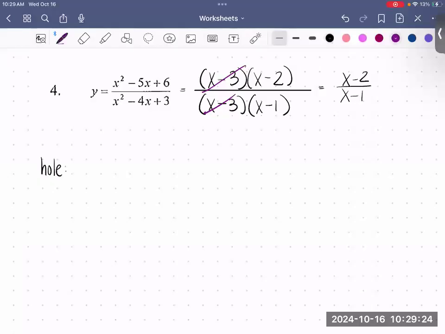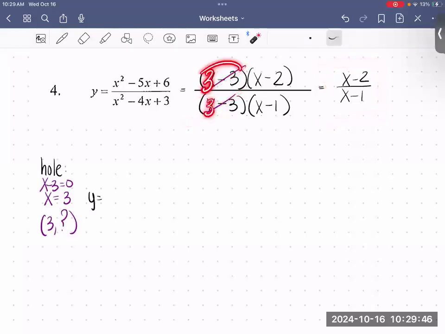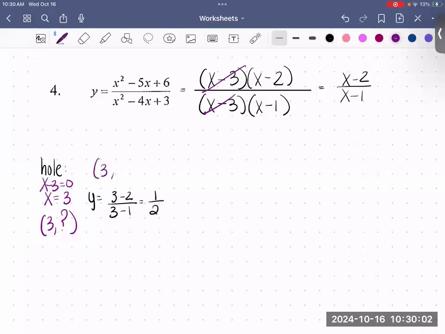on this one at x. So we take x minus 3, we set it equal to 0. So x is equal to 3 is the x coordinate of your hole. Now we need to figure out your y coordinate. To figure out your y coordinate, we want to plug it into your simplified function. The reason for that is if you were to plug this 3 back in, it zeroes out, and that's not what we need. So instead, we're going to plug it into your simplified form. So we get 1 over 2. So we have the hole at 3, 1/2.